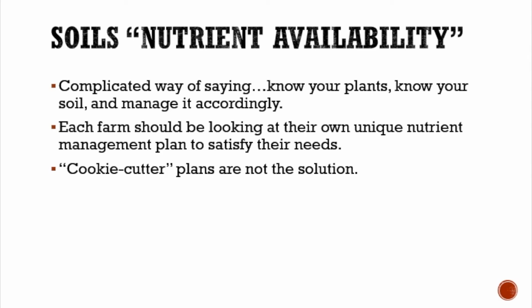So when we look at this soil's nutrient availability, what is it we're actually saying? And basically all that I've talked about is a complicated way of saying we have to know what plants we're growing. We have to know the inherent ability of our soil to be able to grow the plants we want. And then we have to manage it accordingly. So each farm, based on the crops that they're growing, the types of soil that they have, and the management levels of the farmer that's there, they should be looking at their own unique nutrient management plan that's going to satisfy the needs for their location. And I cannot overemphasize that these cookie cutter plans that we find are not always the solution to the nutrient problems that we may have on our farm.